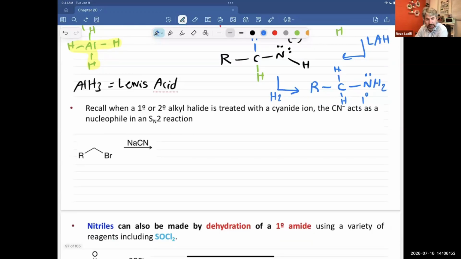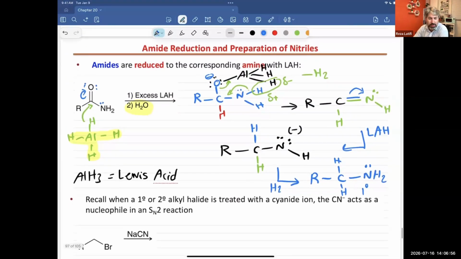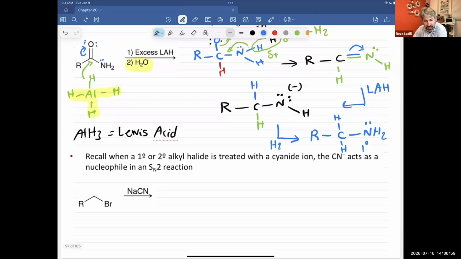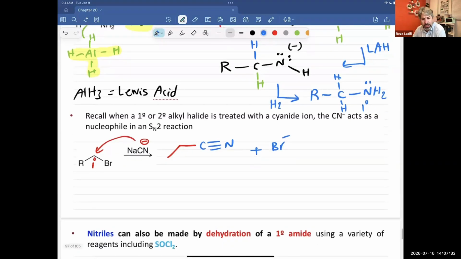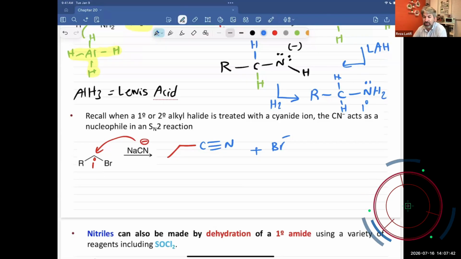Okay, now I can prepare the amide by treating, for example, an alkyl halide with cyanide. So if we treat it, this nucleophile will go after the primary carbon, and that's going to give us a CN. It's simply an SN2 reaction, and we replace the bromide by cyanide. Now, from there, we can reduce the cyanide and turn it into an amine, which is going to be the subject of the next lecture.